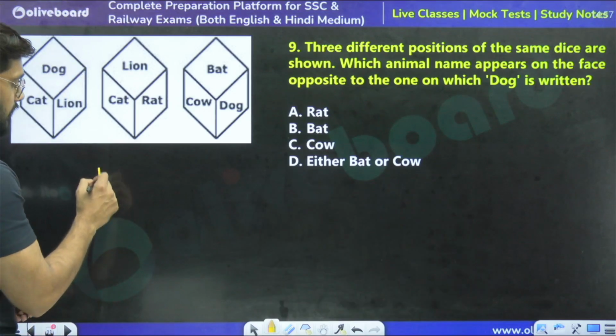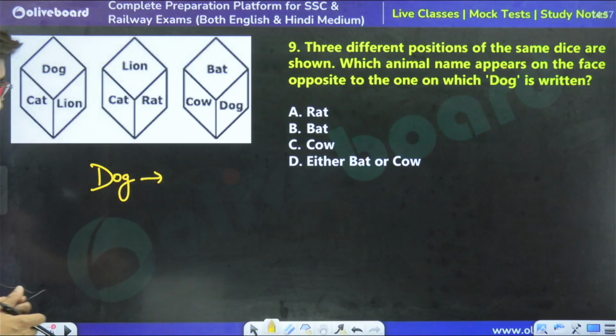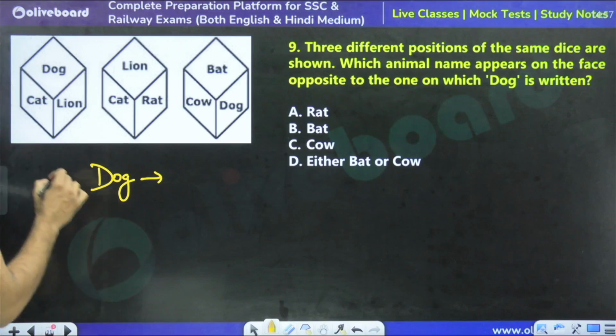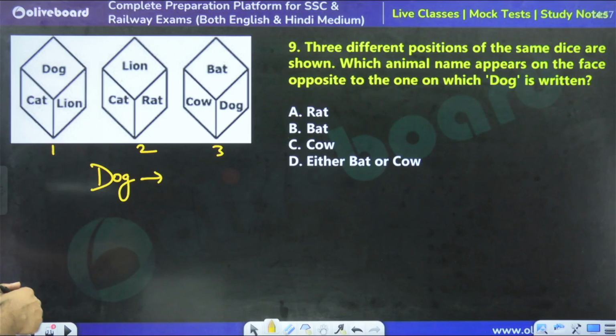We need to find the element which is written opposite to the dog. So we are having three different dice, 1, 2 and 3. Which two dice should we consider? Because we need to find the opposite of dog.